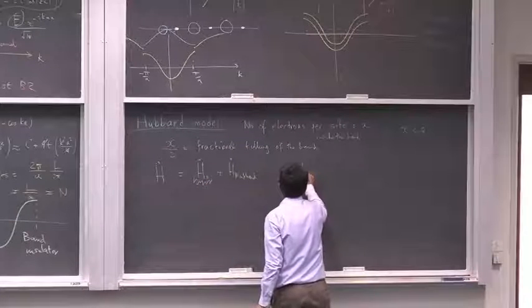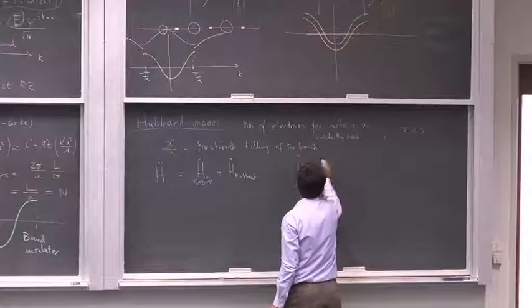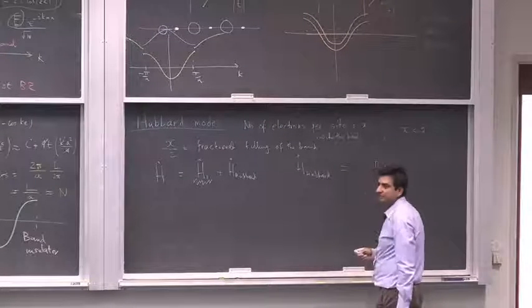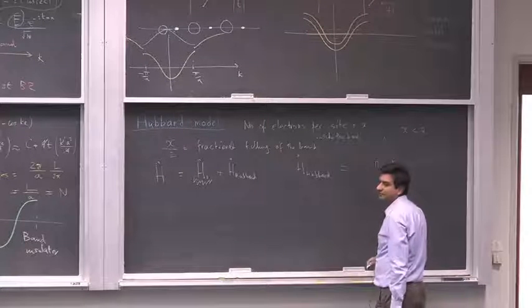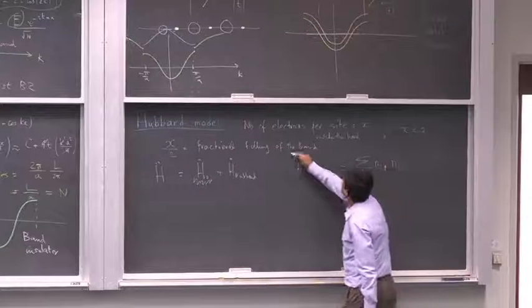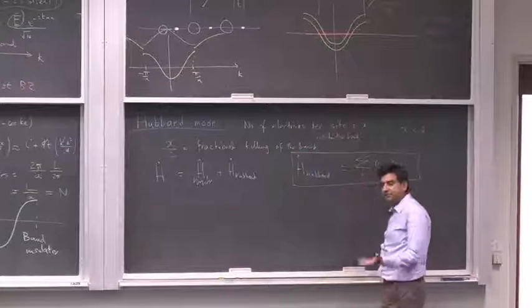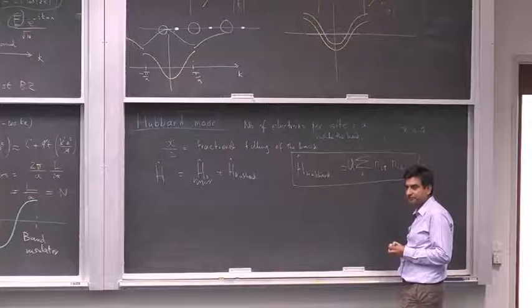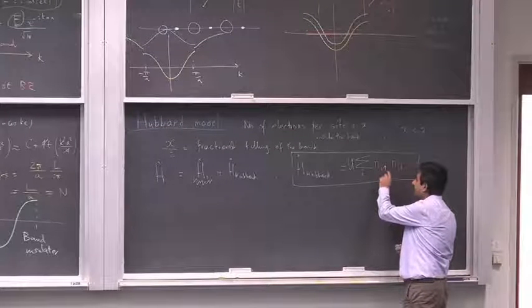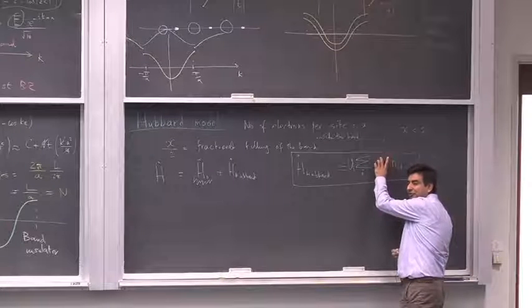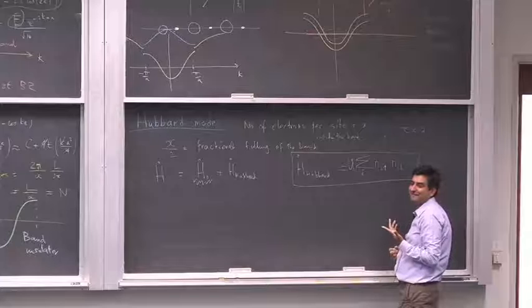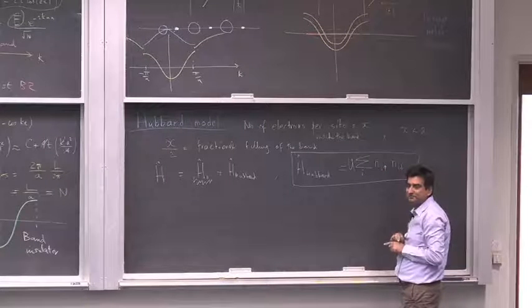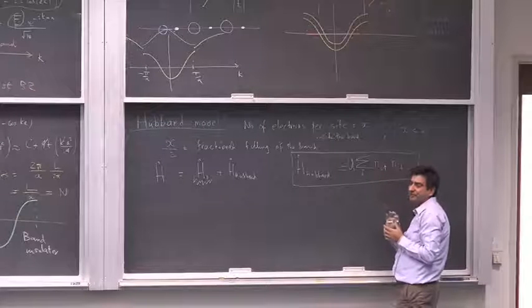What Hubbard proposed is a Hamiltonian, H Hubbard, which is given by U times n_i up, n_i down, sum over all the sites. This is Hubbard's proposal. It's a model, so it's a proposal. And a certain parameter U, a certain constant U. What does this mean? n_i up is the number of electrons with spin up on site i. This is the number of electrons on site i with spin down. So you multiply the two. This is like an interaction between the electrons.